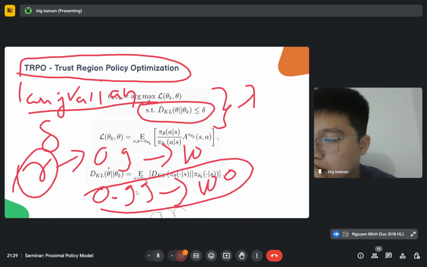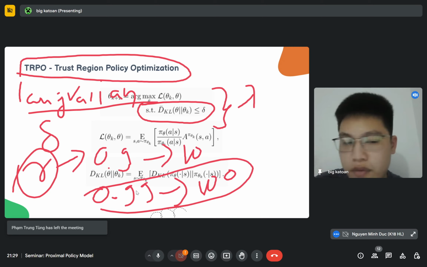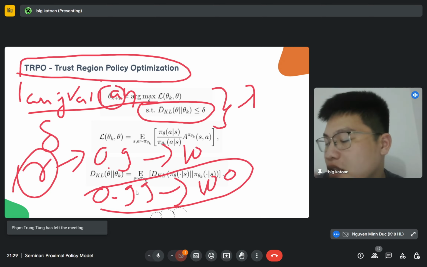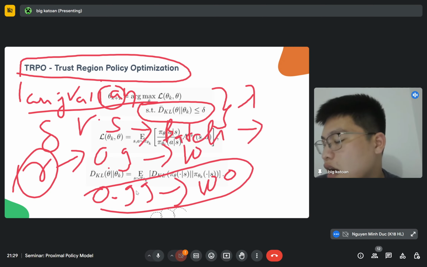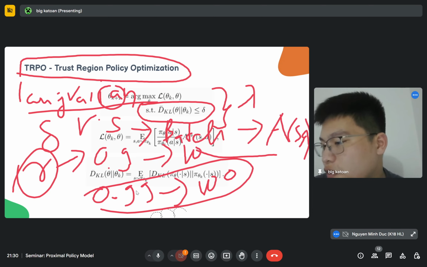But I asked about the first update step for the theta k plus one. When we update the theta k plus one, we need to calculate the advantage by collecting all the reward and state into a batch and calculating the advantage of S and A, right? And when we have the advantage of S and A, we use it for L theta k and theta.